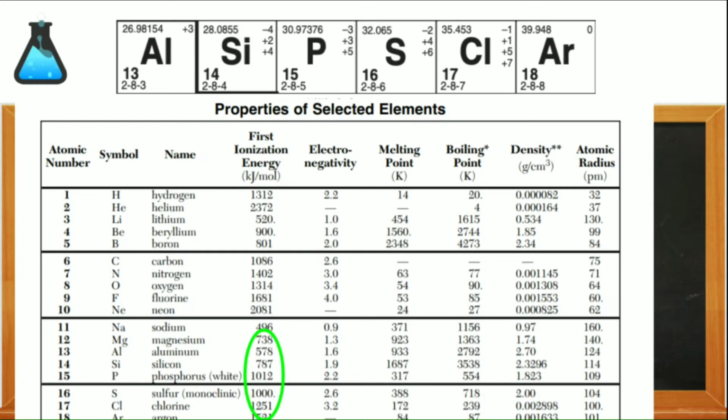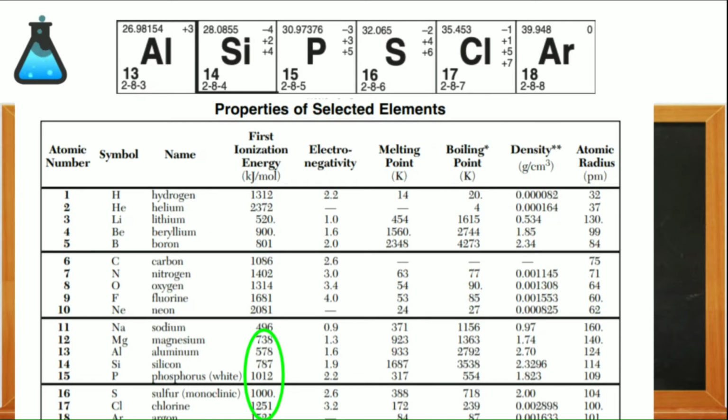Now, we have to know the trends for ionization energy across the period and down the group. Let's start with across the period. Here we have a snippet of our periodic table, and we're looking at period number 3. Period number 3 begins with sodium and ends with argon. But when we look at the ionization energies, what you can see is generally the ionization energies are increasing.